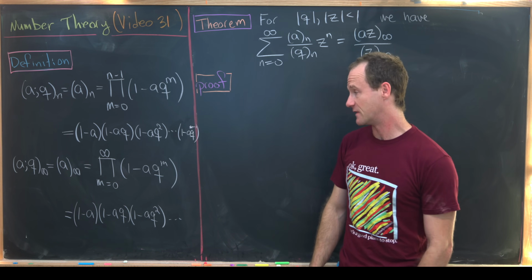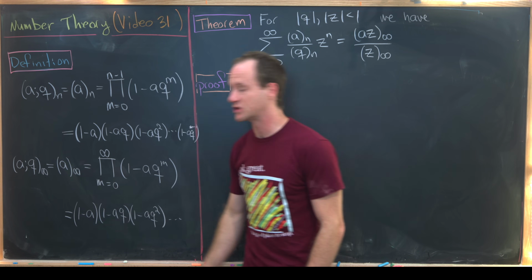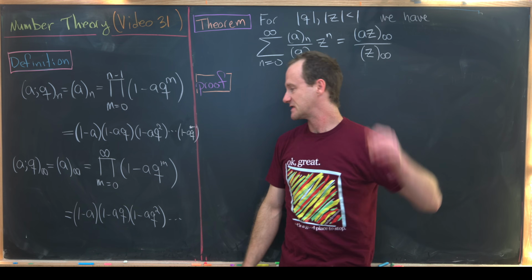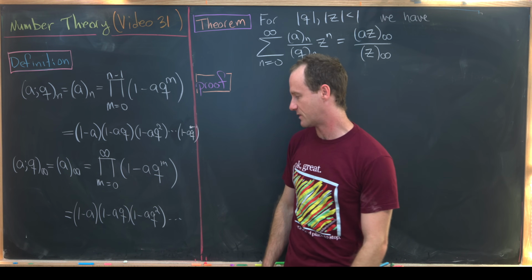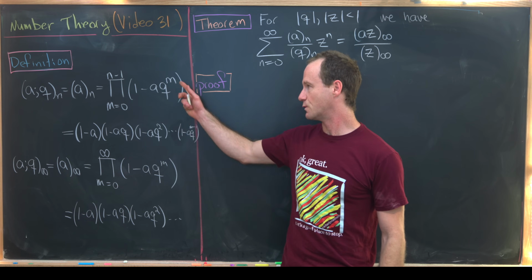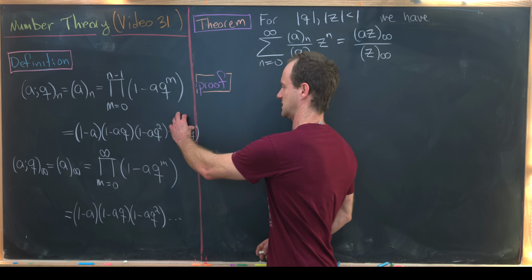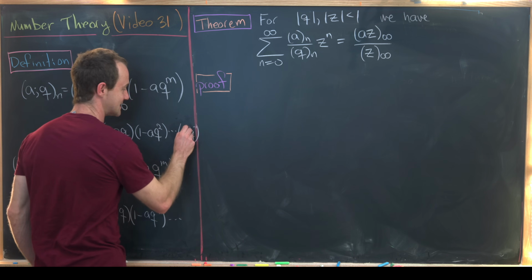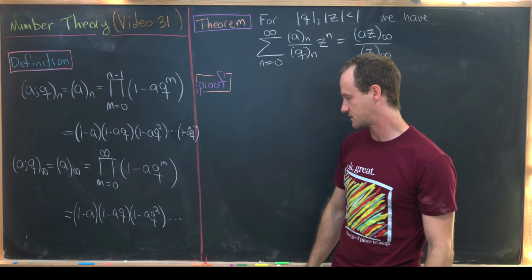But there's an infinite version of this object. And so that's (a;q)_infinity or just (a)_infinity. And that's the product as m goes from 0 up to infinity of the same thing. So that's essentially what we have up here, just an infinite product instead of a finite product. That's a little bit messy, but that ends at n minus 1. So it's a product of n terms.